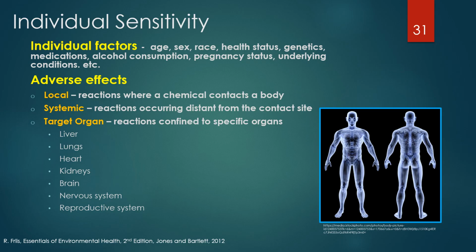Adverse effects to chemicals include local effects, systemic effects, and target organ effects. Local effects relate to reactions where a chemical comes into contact with the body. For example, skin irritation. Systemic effects are defined as reactions occurring distant from the site of substance contact. Target organ effects are reactions confined to specific organs. The most common organs impacted by chemicals are the liver, lungs, heart, kidneys, brain and nervous system, and reproductive system.